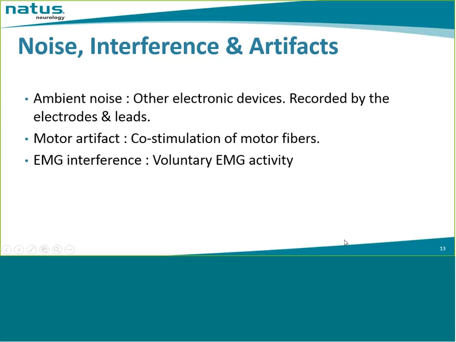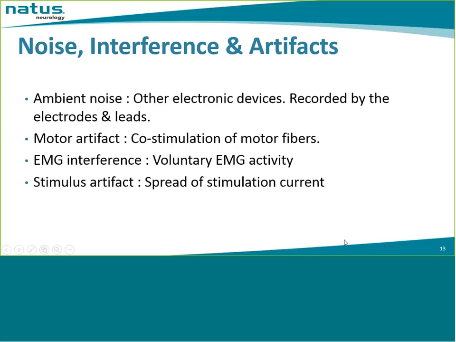Then we can have EMG interference. This is the volitional EMG activity produced by the patient himself or the patient herself. And this occurs when the recording electrodes are sitting on top of muscles. And when the patient moves, the muscle contracts and we record the EMG interference. And finally, we have the stimulus artifact. This occurs due to the spread of stimulation current from the stimulation site to recording site. And we cannot avoid this. We need to stimulate the nerve, and therefore the stimulus artifact will be present.